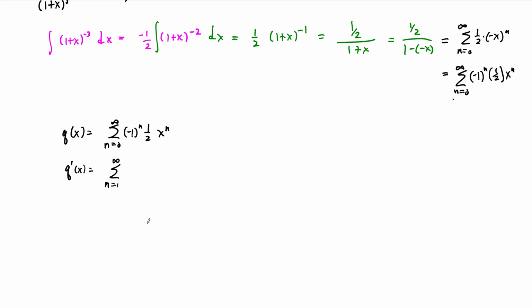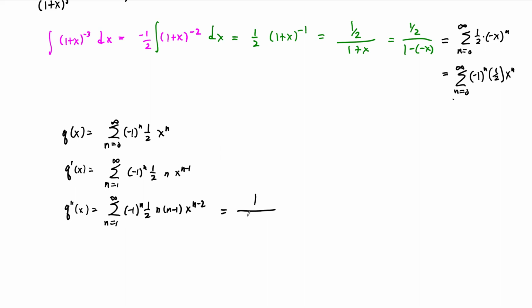And so this is gone, and you end up with then negative 1 to the n times 1/2 times n to the x times x to the n minus 1. And then you do it again. So q double prime of x is the sum, n goes from 1 to infinity, negative 1 to the n, 1/2 n minus 1, x to the n minus 2. Okay, and this must be the power series for this function.